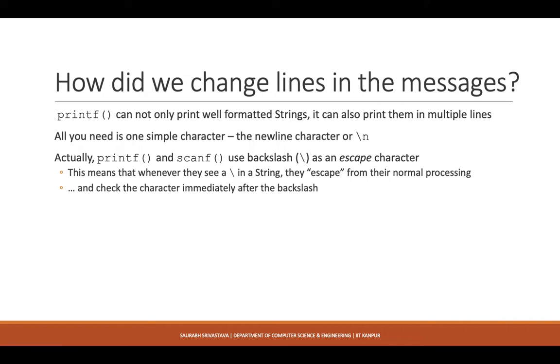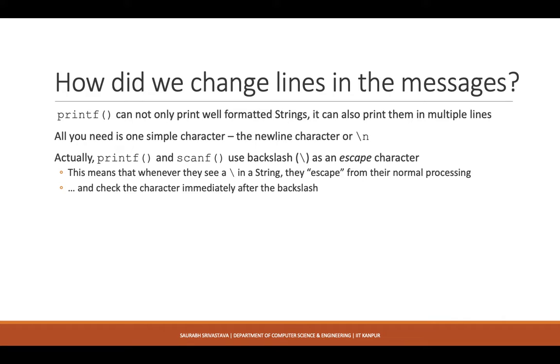So this backslash is essentially what is known as an escape character. Okay, so what is an escape character? Essentially, whenever printf or scanf are going through the string that you have just given them, as soon as they encounter a slash, they escape from the normal processing. So normal processing of printf would be expecting that this particular string is supposed to be displayed as it is.